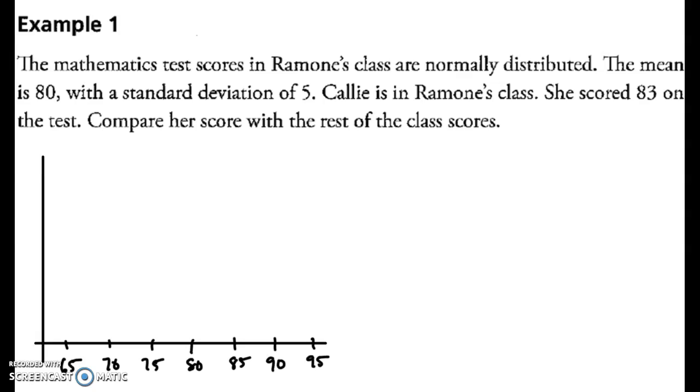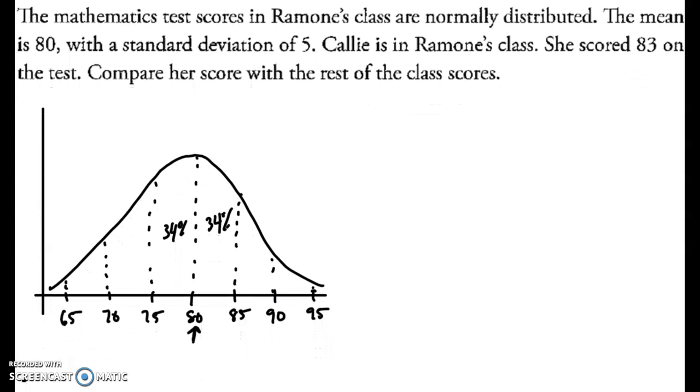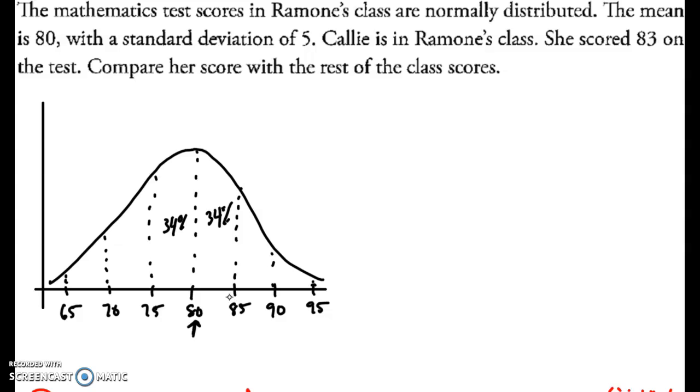All right, that's good. So you can see here the mean or the average is right in the middle. And then I added the standard deviation to get the intervals. And because it says it's normally distributed, we know that it'll kind of look like the bell curve, and that if I was to draw these sections, in this section there's 34% of the data. We know that it's their normal distribution, and we could do there too. Okay? All right, now she scored an 83, so we're looking about there on the test. Compare her score with the rest of the class scores.